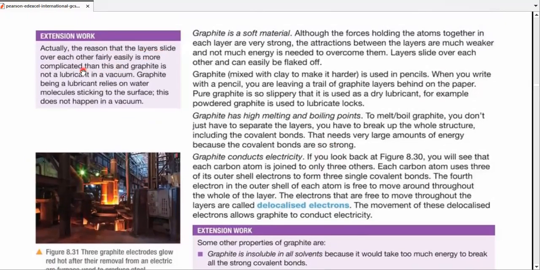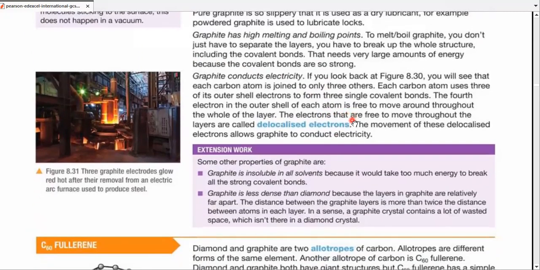Actually, the reason that the layers slide over one another fairly easily is more complicated than this, and graphite is not a lubricant in a vacuum. Graphite being a lubricant relies on water molecules sticking to the surface, and this does not happen in a vacuum.